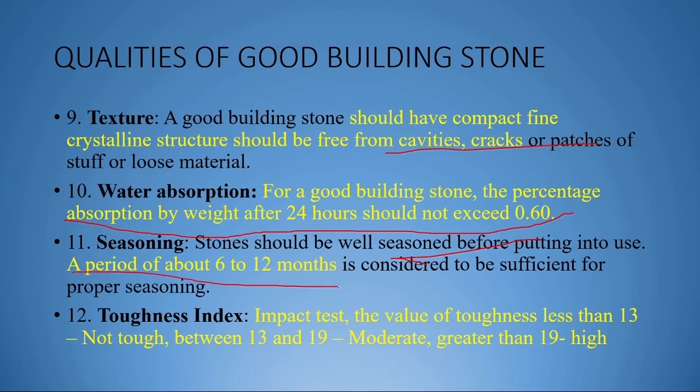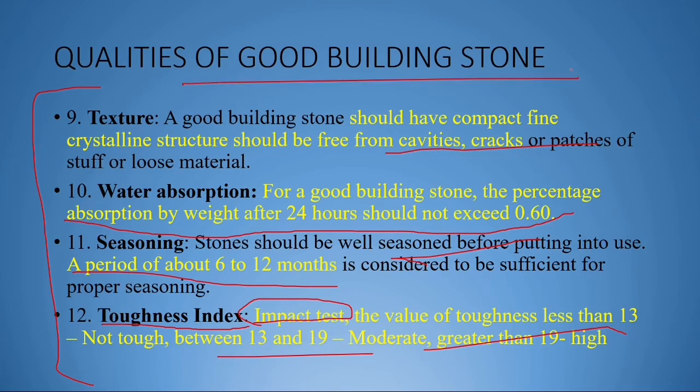Okay. The last one is toughness index. The toughness of any material is generally calculated by the impact test. This we'll discuss sometime later. A toughness value less than 13 is not tough. Between 13 and 19, it is moderate, and greater than 19, it is very high. Right? So I have given these values directly after reading various reference books. You just have to remember this. Other than that, I don't think they will ask anything else.